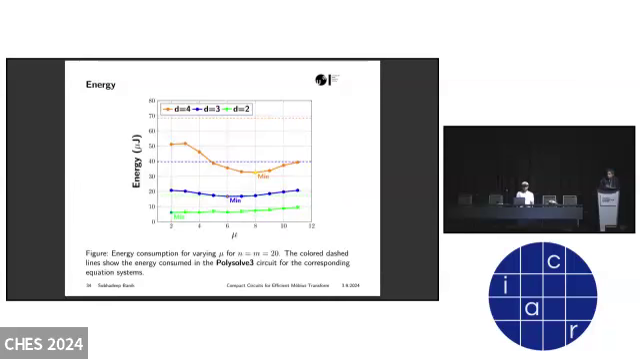Okay, so we plotted the energy consumption as a function of mu, where the dotted horizontal line represents energy consumption when no dot product circuits are used. So you can see that by varying the value of mu, we can more or less reduce the energy consumption by around 50%.